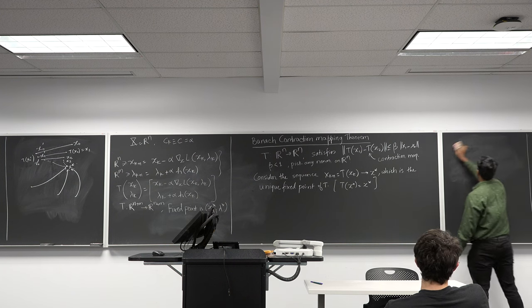So T of x equals Ax plus b, rho of A is less than 1. So what is T of x1 minus T of x2?